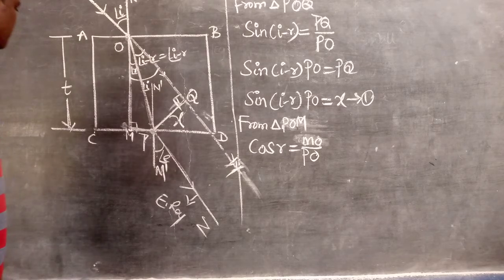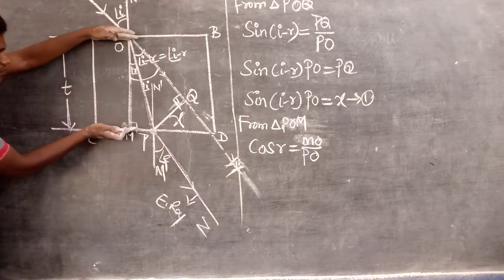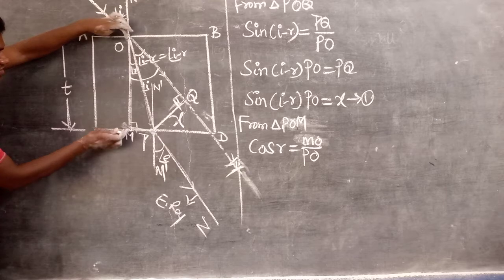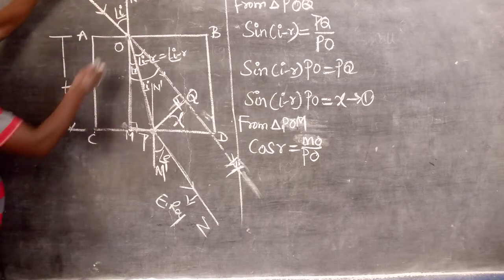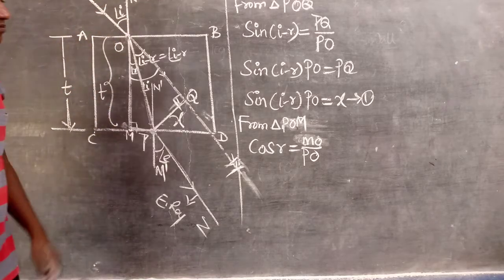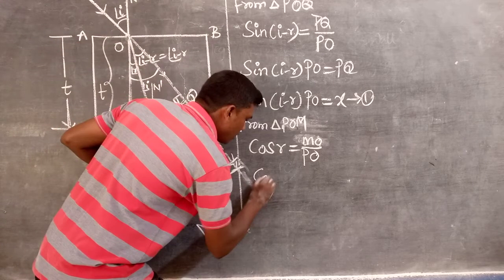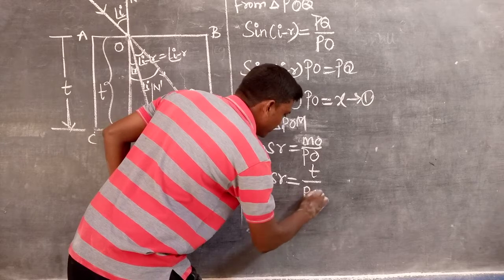Then here we observe MO, where M is here and O is here. MO is nothing but AC, like this one. This is called the thickness of the glass slab. That's right. Cos R is equal to T upon PO.